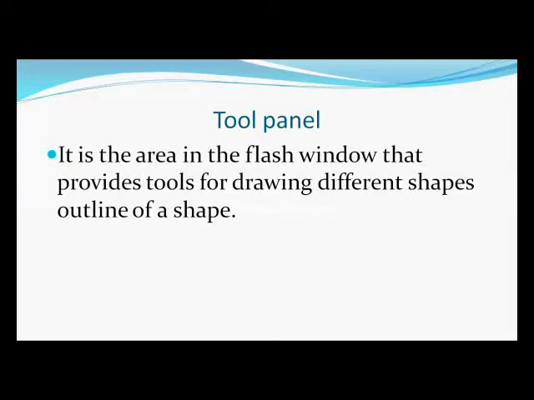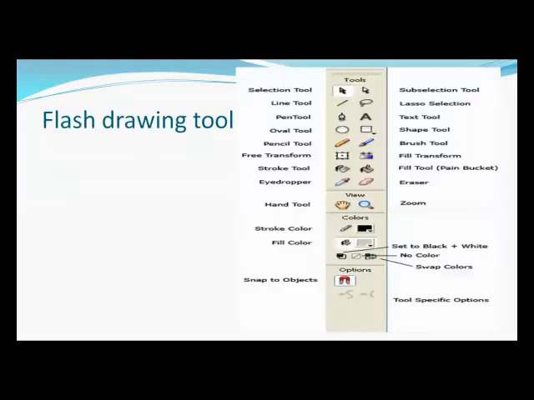Now I'm going to show you the drawing tools. First, this is the selection tool. This is the line tool. Then this is the pen tool. This is the oval tool. This is the pencil tool. This is the free transform tool. Then this is the stroke tool. Next is the eyedropper tool. This is the subselection tool, lasso tool, text tool, shape tool, brush tool, fill transform tool, paint bucket, and eraser tool.